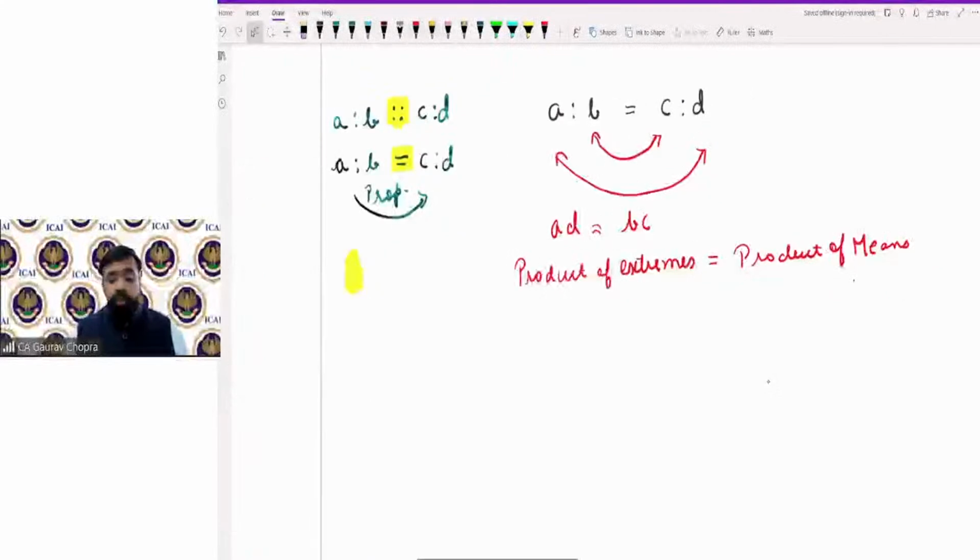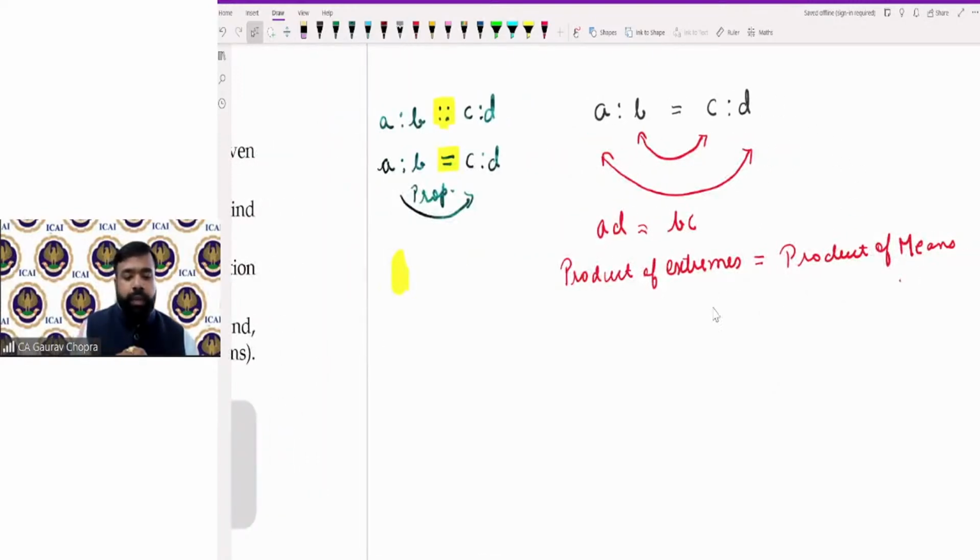So now we were discussing the proportion. If A ratio B is equal to C ratio D, then what is the condition? Product of means is equal to product of extremes. The extremes means what? The corner values. And means का मतलब क्या है? The middle values. So AD is equal to BC.